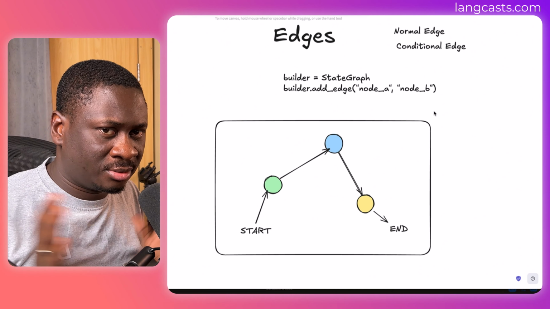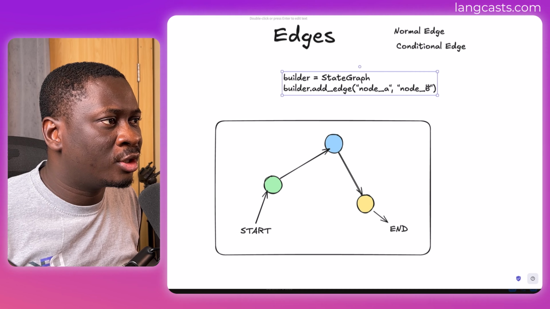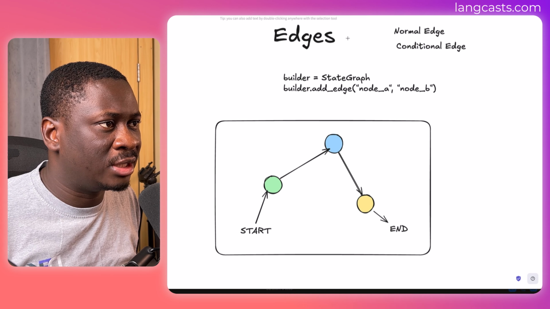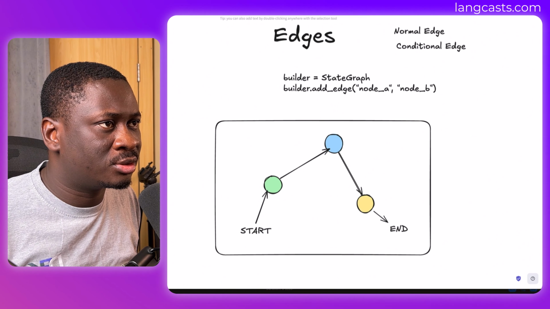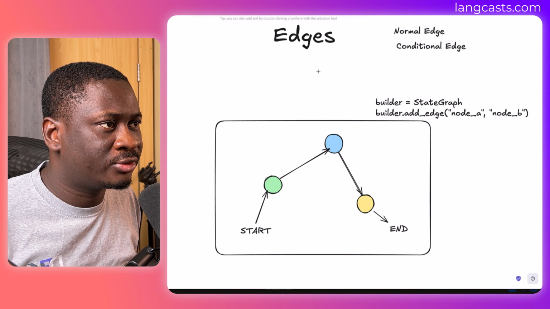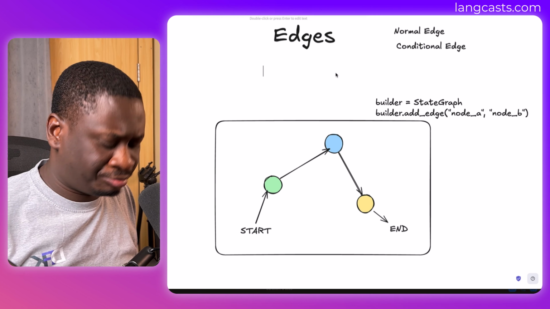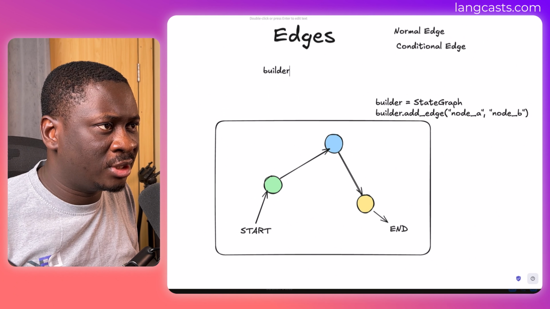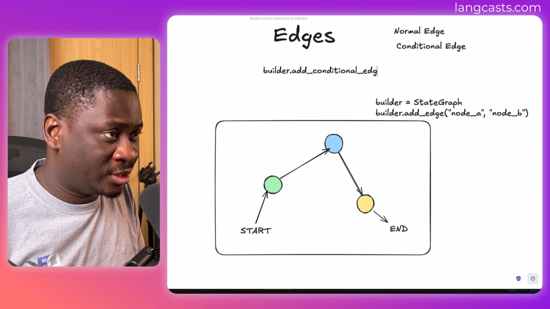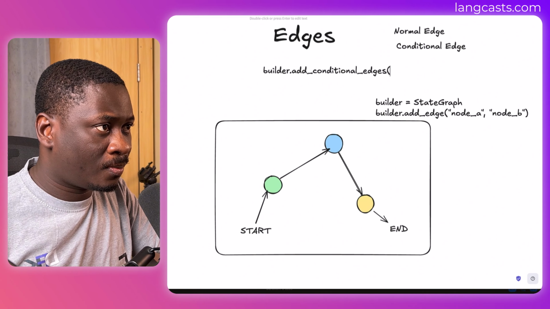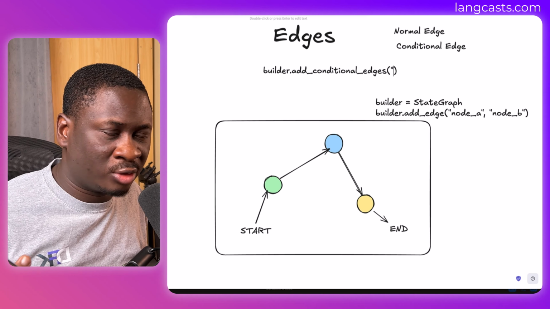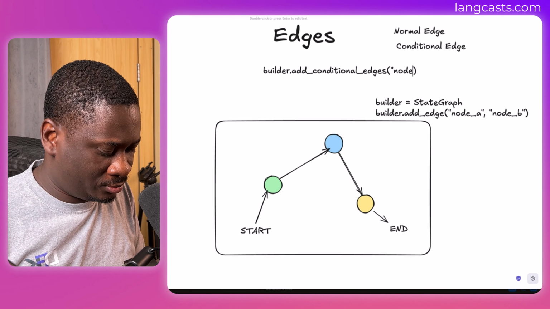Now, adding the conditional edge is a bit different. A conditional edge is defined with a function. Let's get a new text box for that. So to add a conditional edge, you say builder dot add conditional edges. The first thing that goes in here is the node that you want to route from, the node you're currently in. So let's say node A.